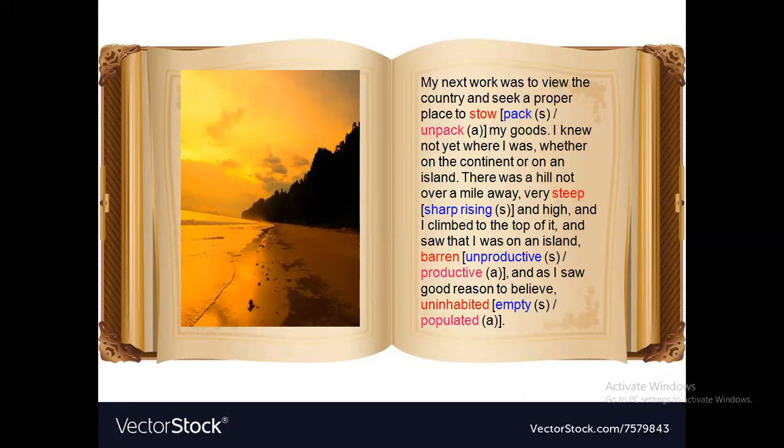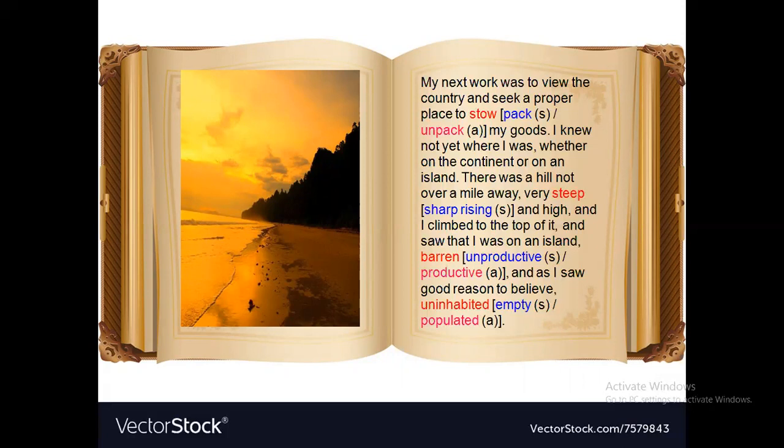There was a hill not over a mile away, very steep and high, and I climbed to the top of it and saw that I was on an island, barren, and, as I saw, with good reason to believe uninhabited. So Robinson Crusoe found that there was a hill with steep sides. All right, that means sharp rising sides, and it was not over a mile away.